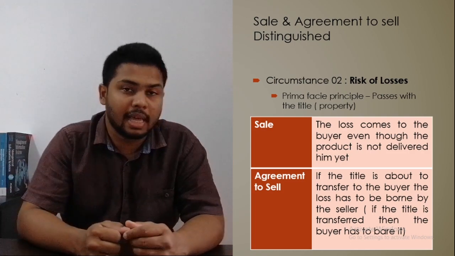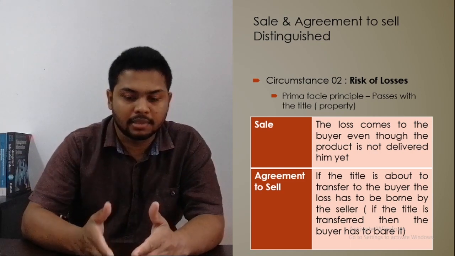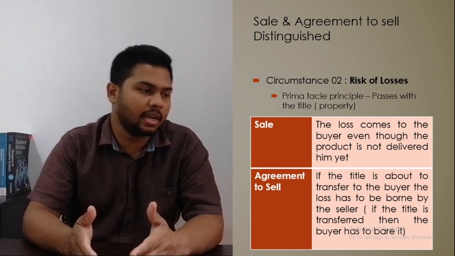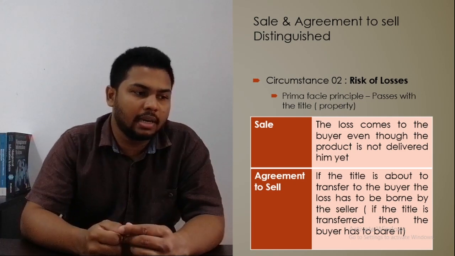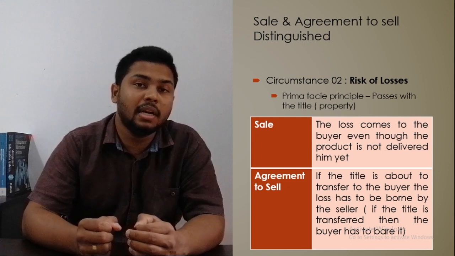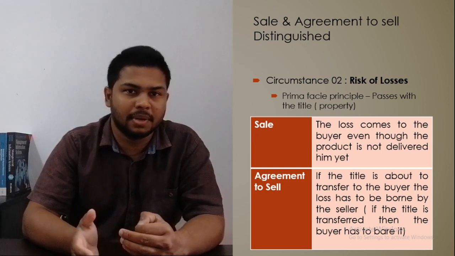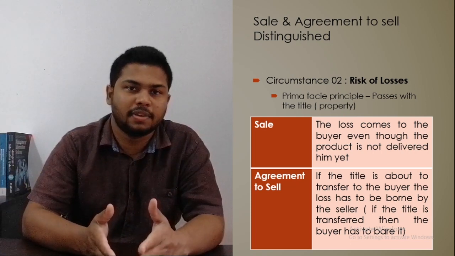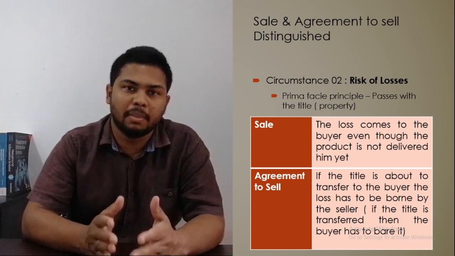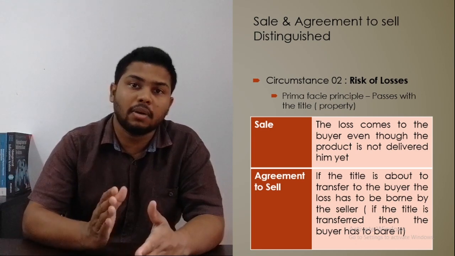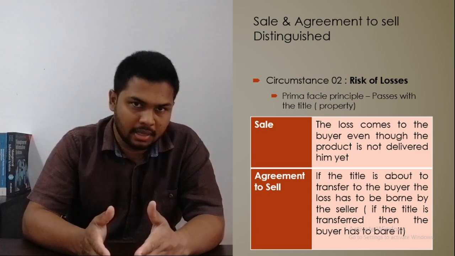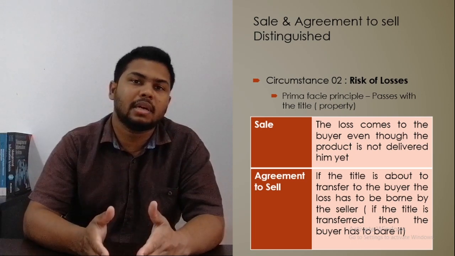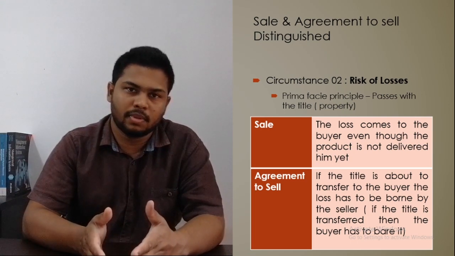See the example, sale, right? Real-time seizing of the title or the property, or let's say the ownership of a product. The loss comes to the buyer even though the product is not yet delivered to him. As an example, if the seller met with a fire and your commodities have been damaged, you cannot claim over them, because you know why? You have already made the payments and the title of ownership has come under you, right?